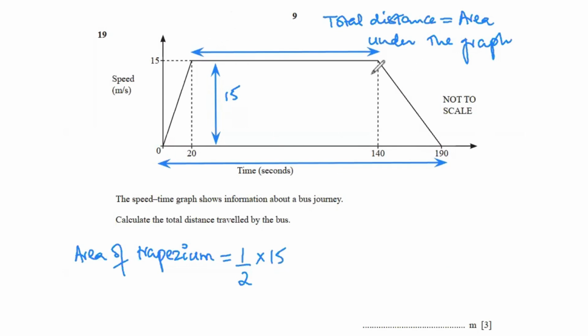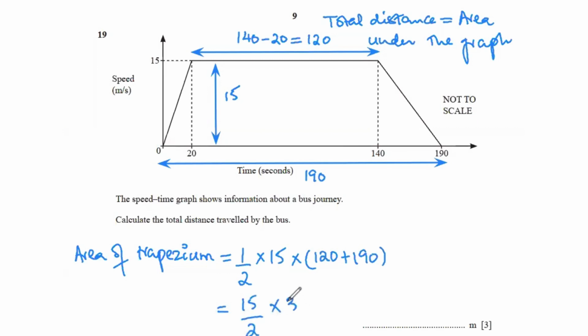So this parallel side is a difference of 140 and 20, which is 120, and this one is 190. So that's going to be 120 plus 190. That's going to be 15/2 times 310, which equals 2,325 meters. That is the area under the graph, and which is also your total distance traveled during this entire journey.